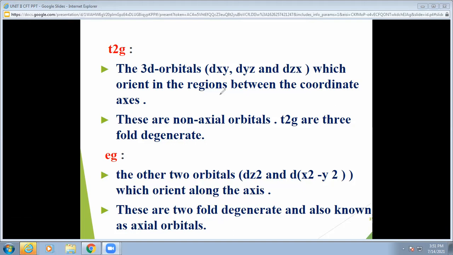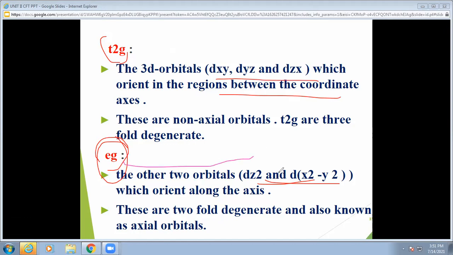These are the two sets of d orbitals. This set is known as the T2g orbitals, and the other set is known as the Eg orbitals. The T2g set is triply degenerate, and the Eg set is doubly degenerate. These are very simple orbitals, right? This is the Eg, this is the T2g.